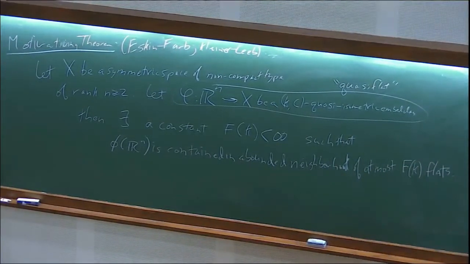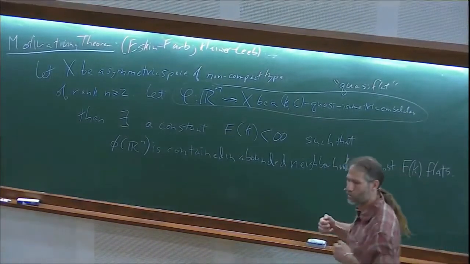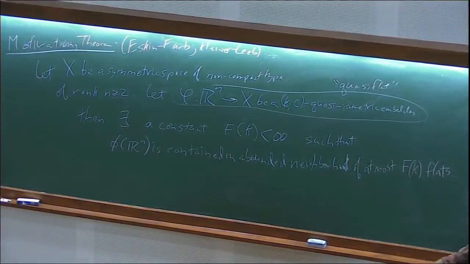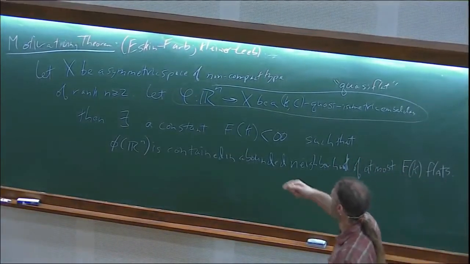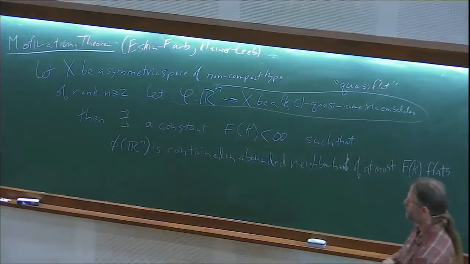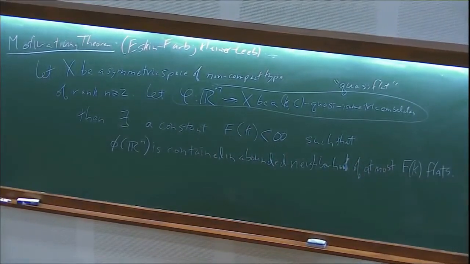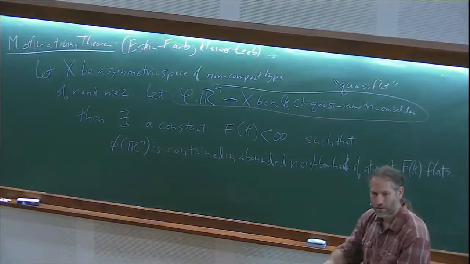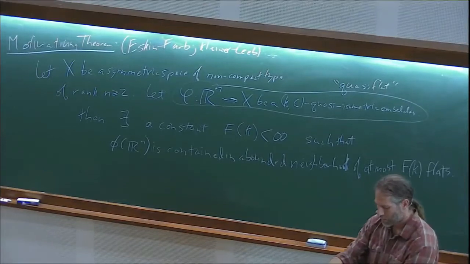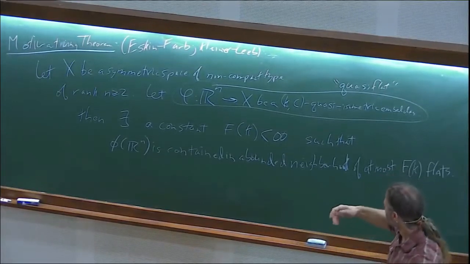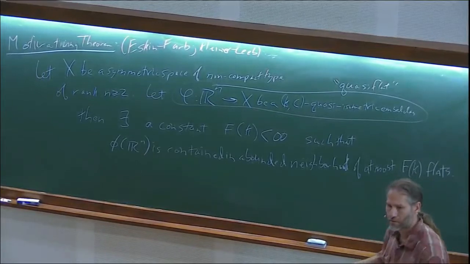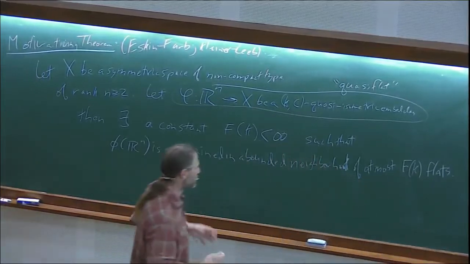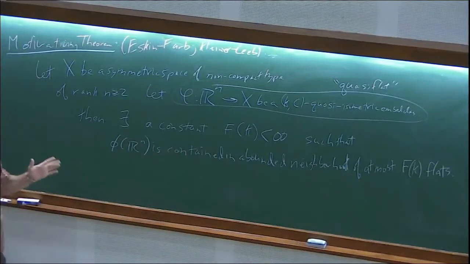Okay, so this is the prototype for what's called a quasi-flats theorem. This theorem says if you have a quasi-isometric embedding of R^n into your symmetric space, where n is equal to the maximal rank of your symmetric space, so the maximal dimension of an isometrically embedded Euclidean space, then the entire image of that quasi-flat is contained inside a bounded neighborhood of a uniformly bounded number of standard flats.